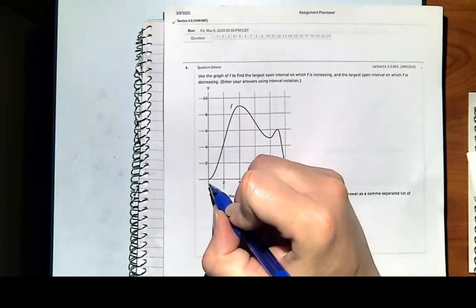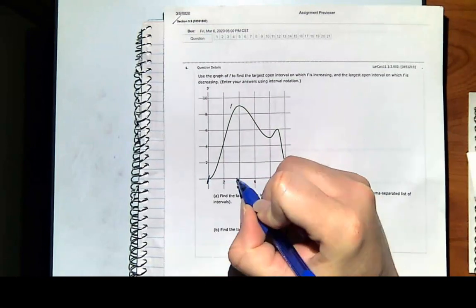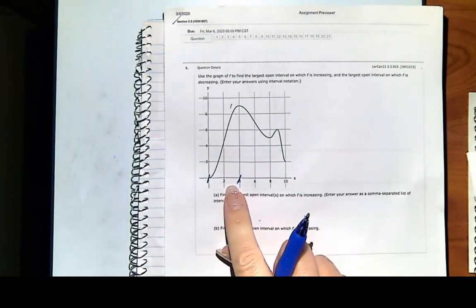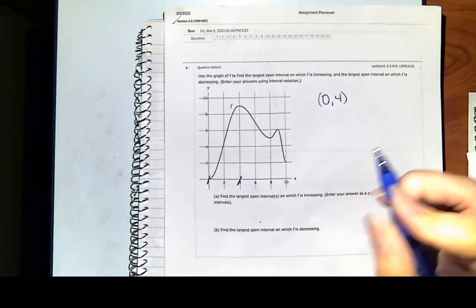All right, so I would like to know the largest open interval on which f is increasing. So I know that from here to here, my graph is going up. So I know from 0 to 4, he's increasing. Okay, so don't tell me y values. That tells me the actual height. I just want to know when it's moving in an upwards direction and when it's moving in a downwards direction when I'm reading left to right. I don't care how tall it gets or how low it gets.